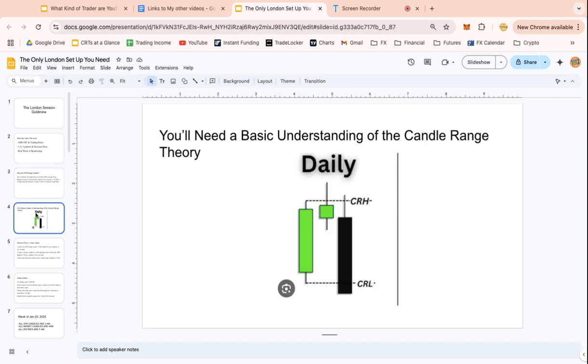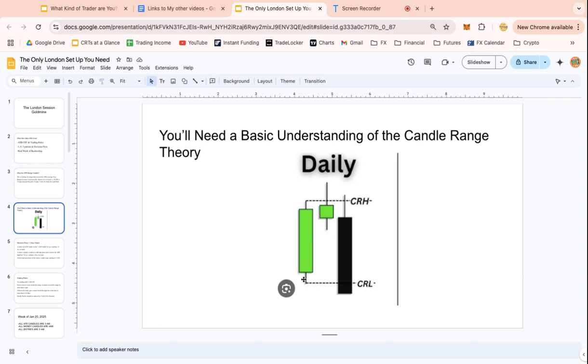All right. As far as the candle range theory, we're going to need a basic understanding of that. If you're not sure what the candle range theory is, or if you need more information on the average true range indicator, you're going to want to click the links in the description of this video. I have videos already on this channel that explain those in more detail. But for now, you will need a basic understanding of the candle range theory. I'm just going to go over it very simply. A lot of you probably already know what it is.